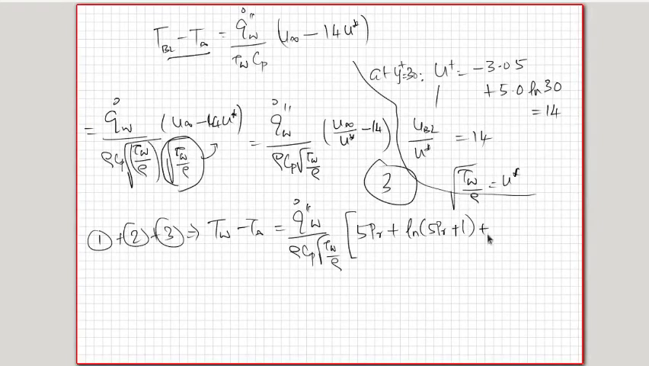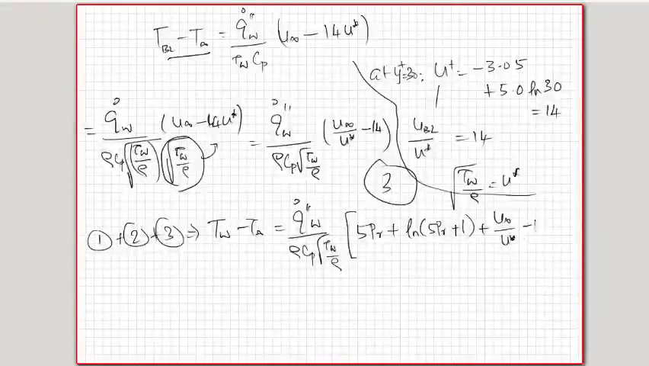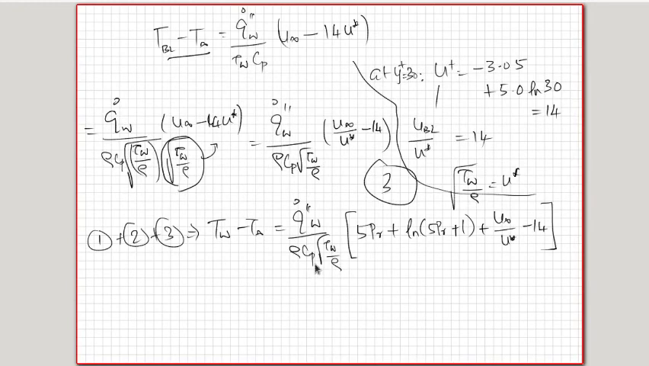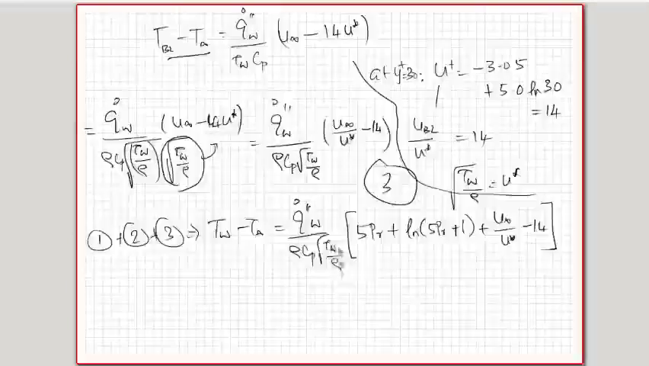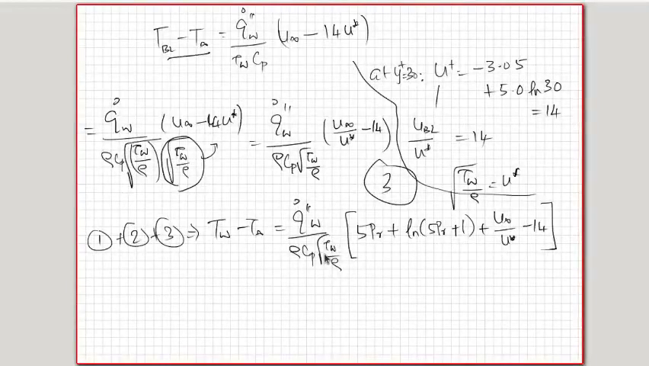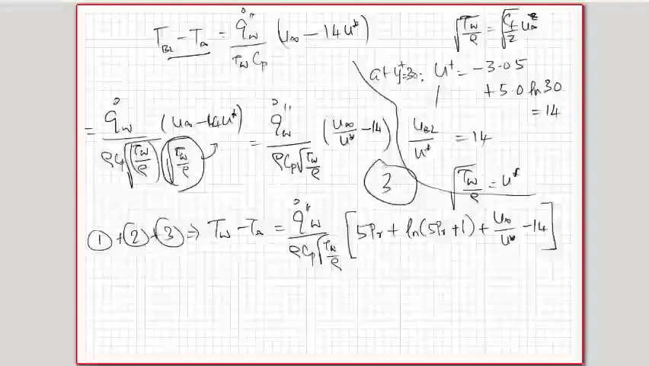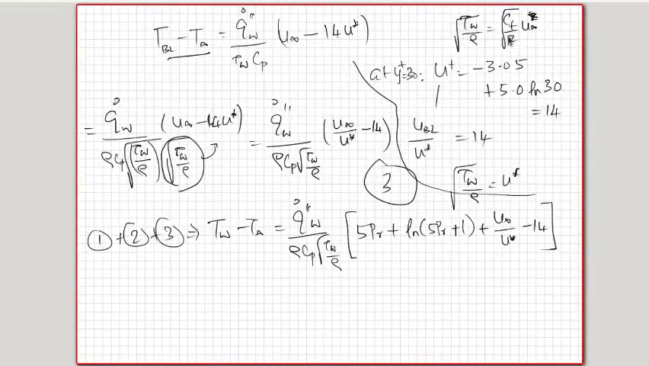And in the third one I have U infinity by U star minus 14. Okay, now this I have to simplify. So what I'll do, I'll take this as square root of tau wall by rho. Tau wall by rho is Cf by 2 U infinity square, right? So if I take square root here, I'll take a square root here. This will also become square root. So I'll have square root of tau wall by rho is equal to Cf by 2 into U infinity.